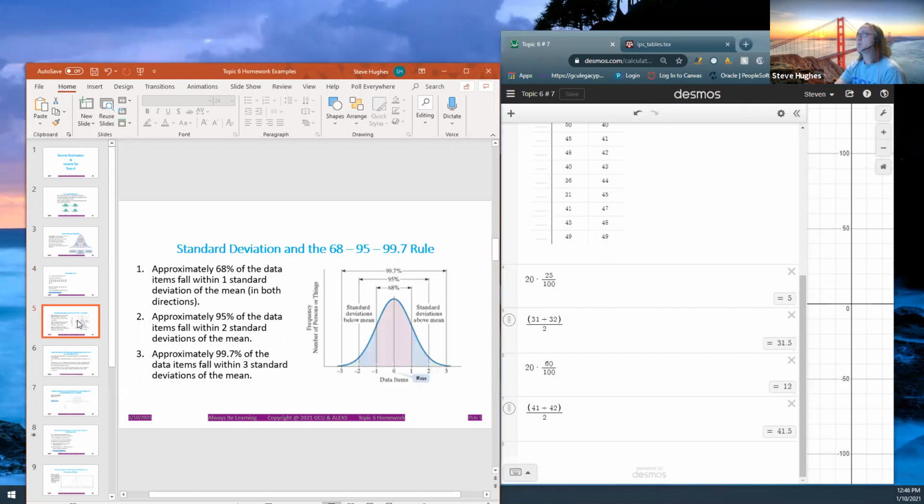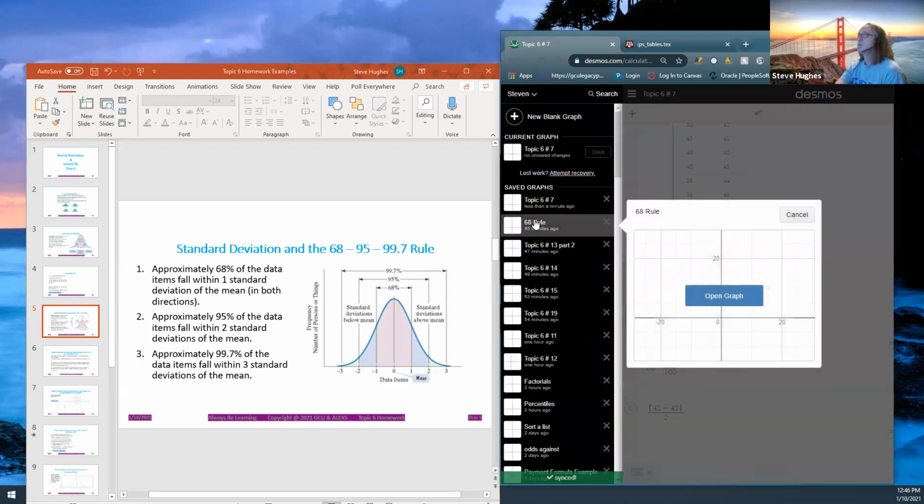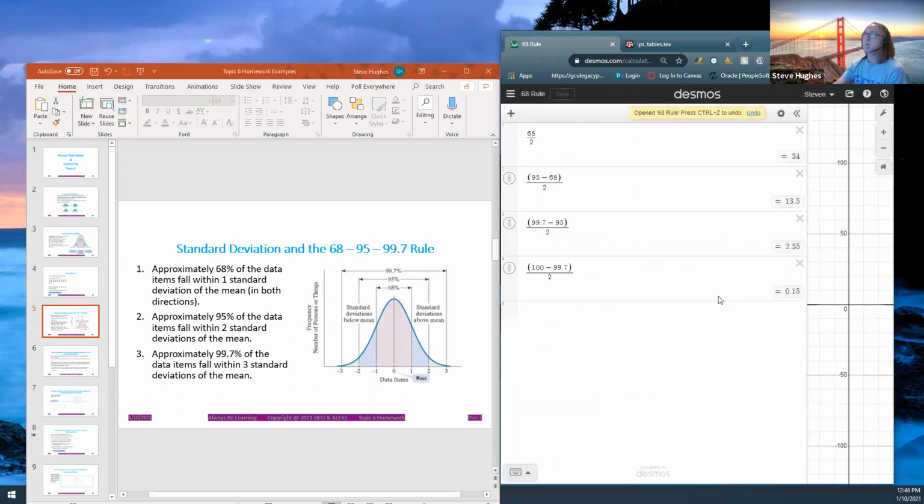All right, continuing on. I want to now talk with you about this rule for the standard deviation and the 68, 95, 99.7 rule. Okay, it says approximately 68% of the data, remember this isn't a normal distribution, approximately 68% of the data falls within one standard deviation of the mean in both directions. All right, so notice with me here, I took the 68. Let's change the color up a little bit this time, shall we? There we go.